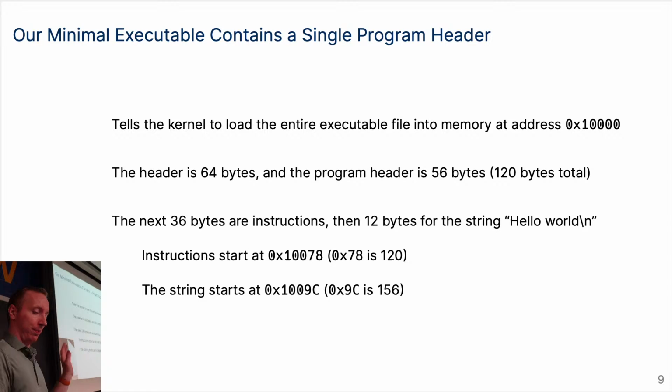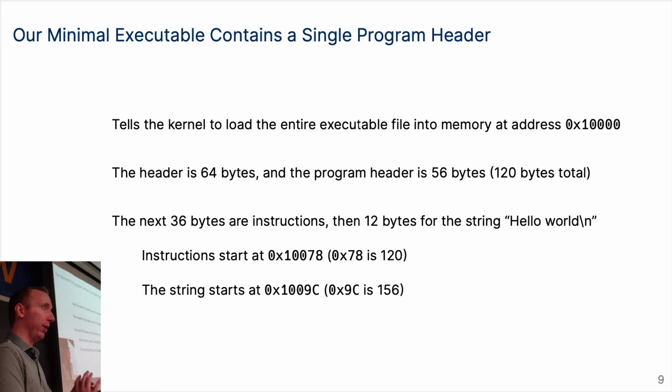So 120 bytes are just header information that says what it is, and we're going to load it at address 10,000. The next 36 bytes are the actual instructions, which is what you wrote in your computer organization class. You did a little bit of assembly, right? Yes, I see some nods. So that's your whole assembly, and you should be able to understand it, no problem. There are 36 bytes of instructions, and then the last 12 bytes are for hello world, which is just the string. Hello world has a newline character at the end.